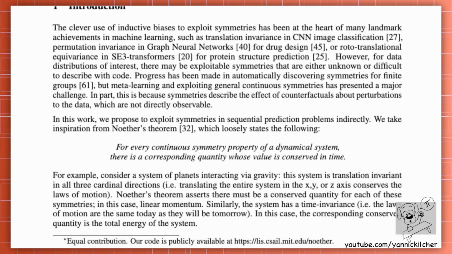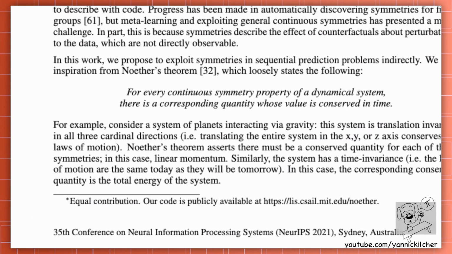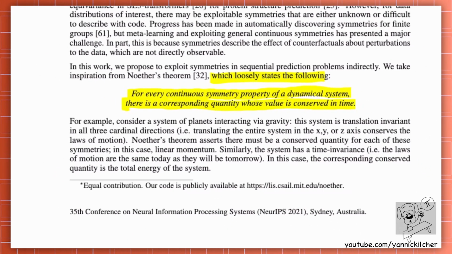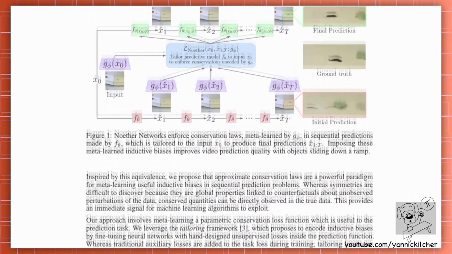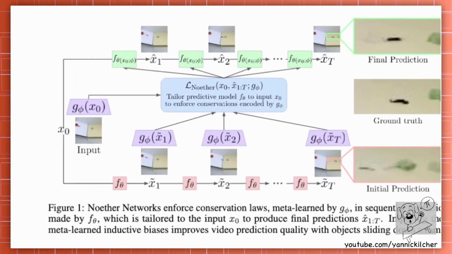So, a pretty brief introduction. This paper is named after Noether's theorem, which, they say here, loosely states the following: for every continuous symmetry property of a dynamical system, there is a corresponding quantity whose value is conserved in time. For example, they say, a system of planets interacting via gravity. The system is translation invariant in all 3 cardinal directions. Noether's theorem asserts that there must be a conserved quantity for each of these symmetries. In this case, linear momentum is conserved. So the symmetry in space as translations is accompanied by a conserved quantity, which is linear momentum. Now, we don't always know these quantities, and they're not always explicit, and they're not always exact.